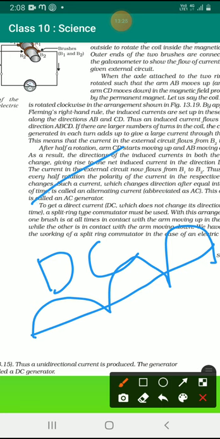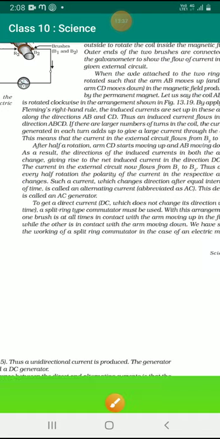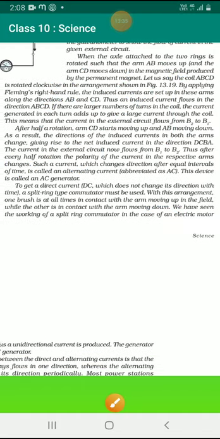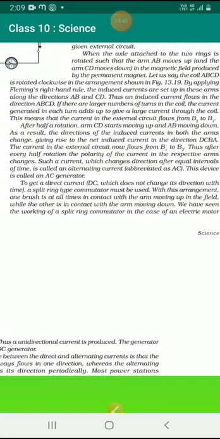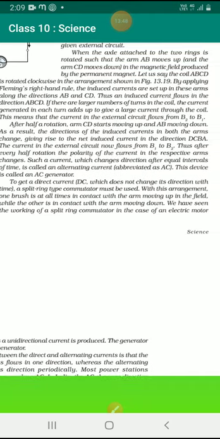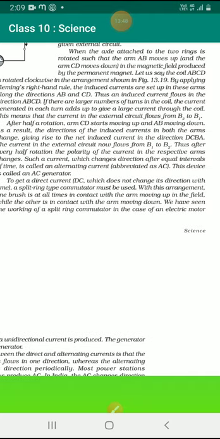If you get this kind of graph, that is called an AC current, right? I hope you understand that. And to get direct current, DC, which is also given here, the direction must not change. Split rings and a commutator must be used instead of using full rings.